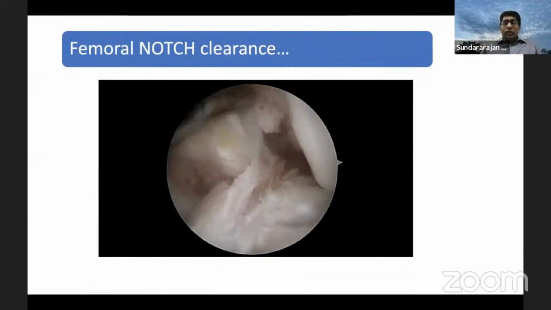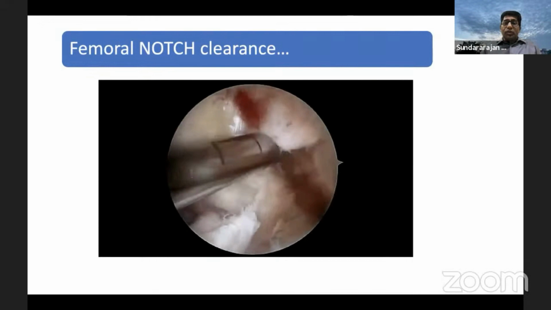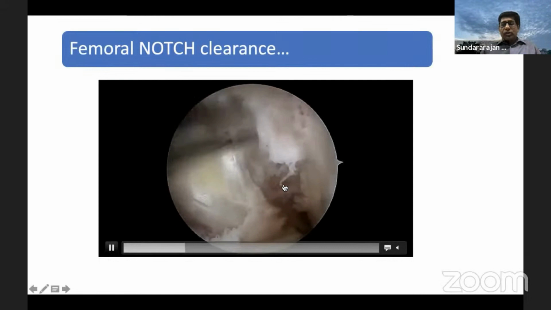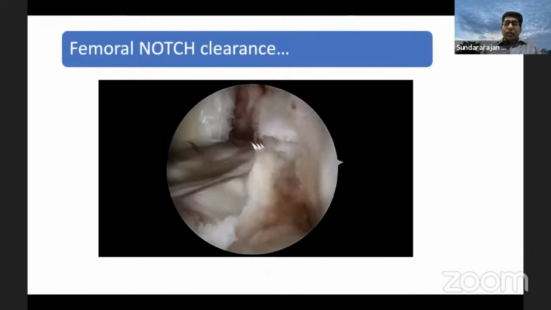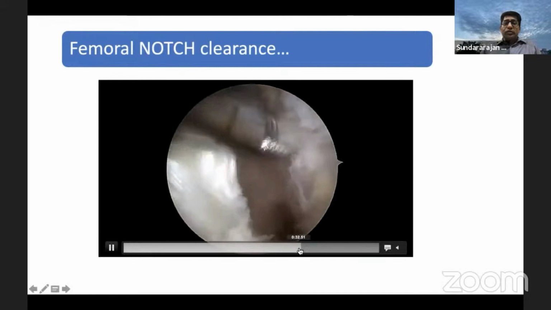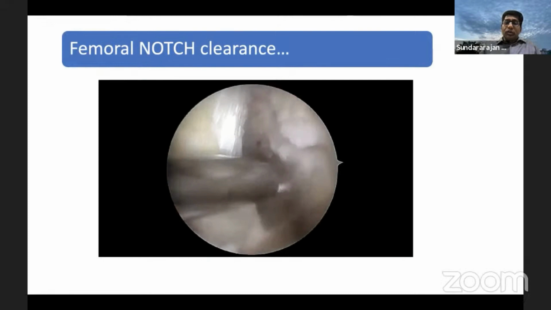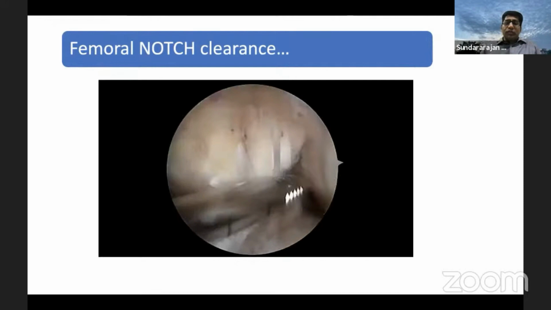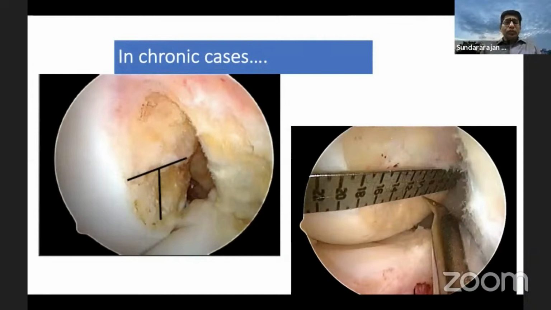So once you have harvested your graft, then come and prepare your notch. For the notch preparation, you don't spend too much time. However, if you are starting your practice, or you are starting your ACL reconstruction, you are in the early part of your career, you clear the notch, make sure that the footprint is visible. Of course, remnant preservation is ideal, but when you are at an early stage, don't compromise your entry point. So you make sure that you clear all the soft tissues and find your entry point properly. In chronic cases, you may not have any footprint over there.